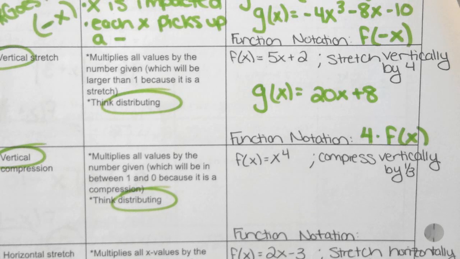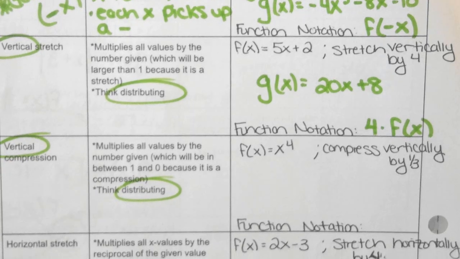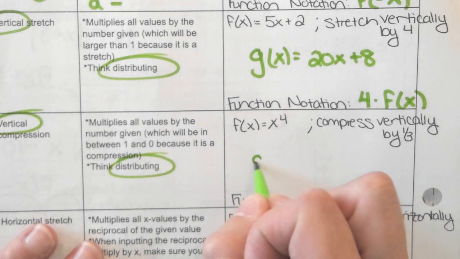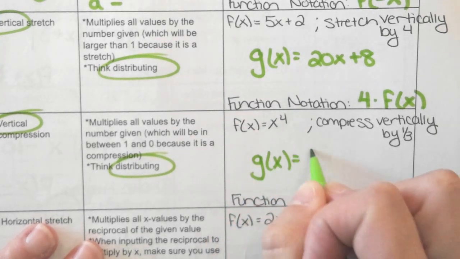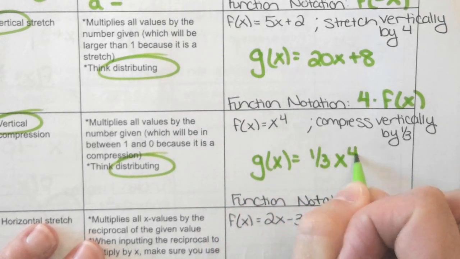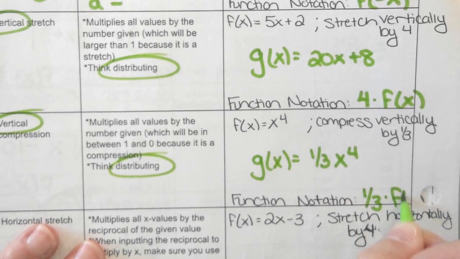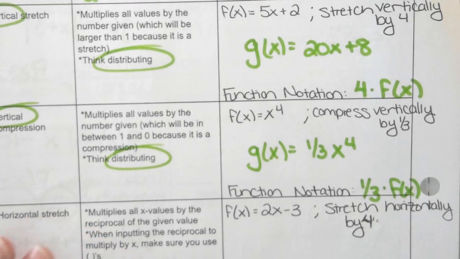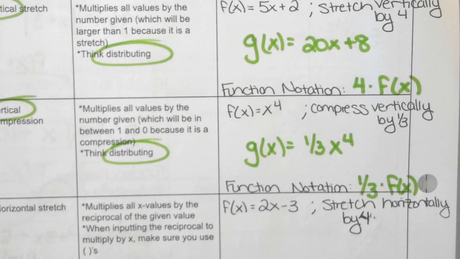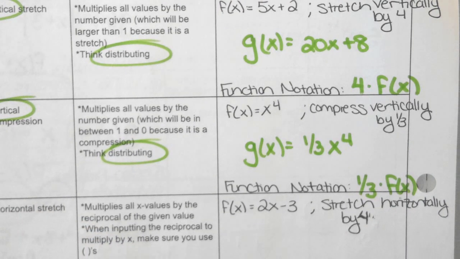And then the same thing for a compression. This one only has one term, so it's even easier. G of x equals 1/3 x to the 4. So what did I do? I took 1/3 and I multiplied it by my f of x. So again, think distributing when you see vertical stretches or compressions, that number gets multiplied to everything that's a part of your equation.